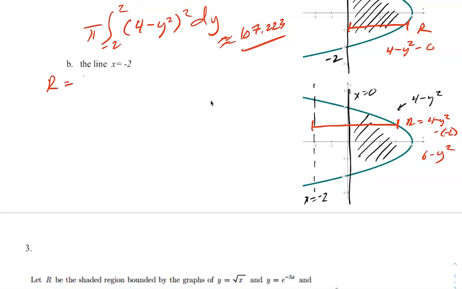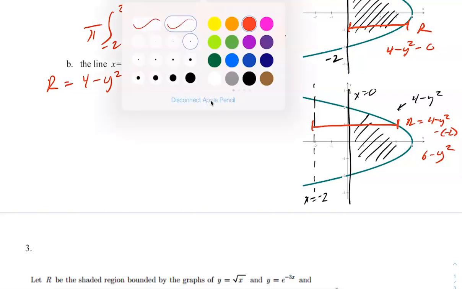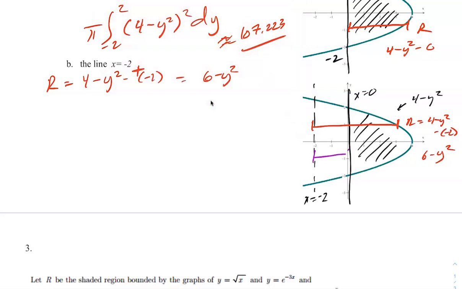So do that over here, we have space. 4 minus y squared minus -2, so it becomes a positive 2. So I get 6 minus y squared from big R. My little r, from here to here, that's going to be 0 minus -2. Put it right here where I have space. So I just get 2.